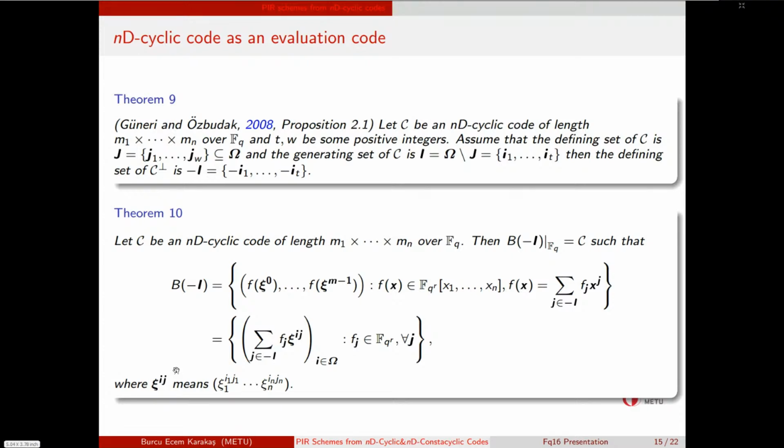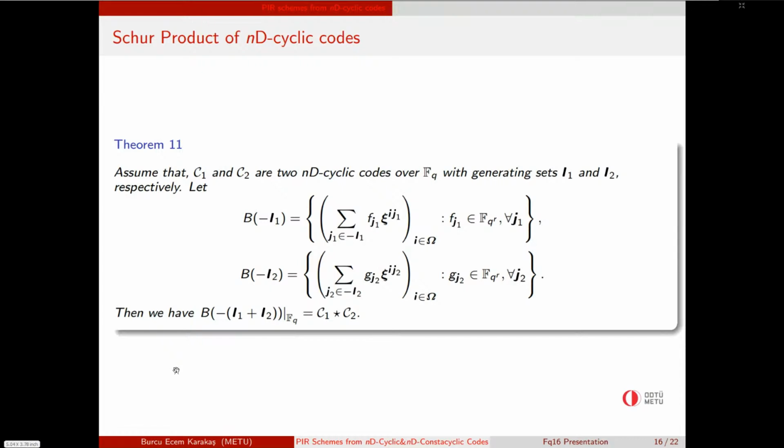code setup, and we can see ND cyclic codes as evaluation codes also. So by using this property, we can prove that the Schur product of ND cyclic codes is again an ND cyclic code. And here we have n-variate polynomials. The bold notation represents n-tuples here. And also we can generalize the result of Cascudo for ND cyclic codes. By that we can say that the Schur product of ND cyclic codes is again an ND cyclic code.